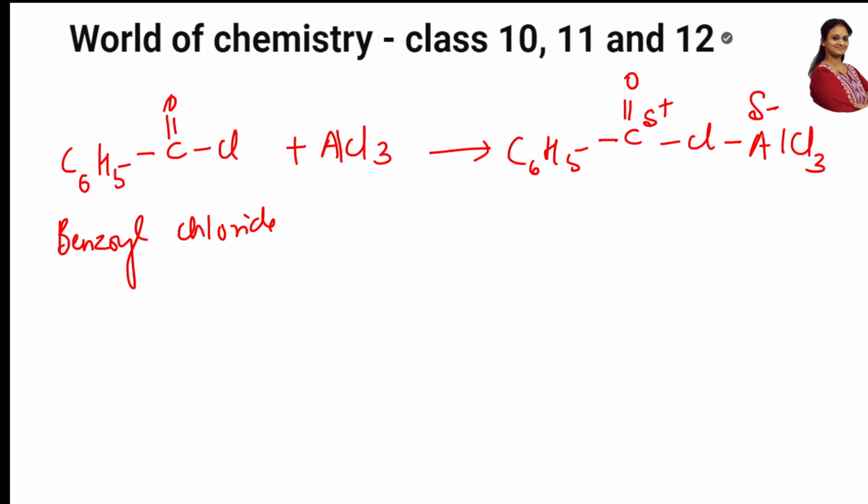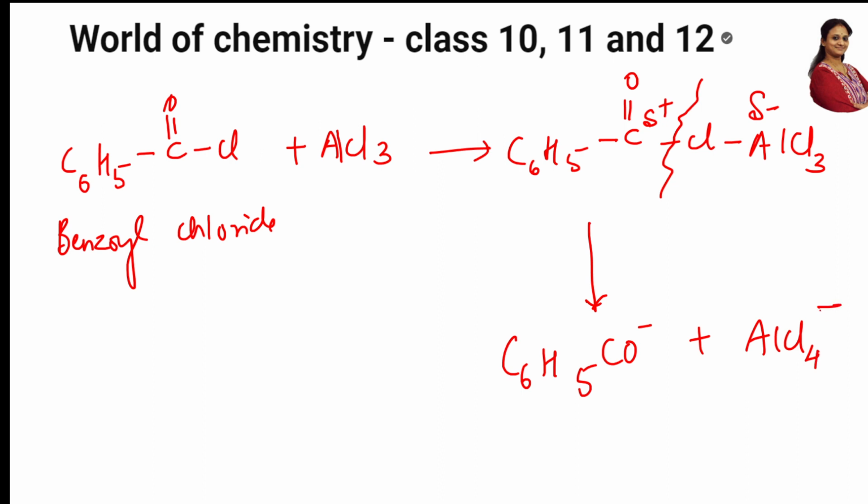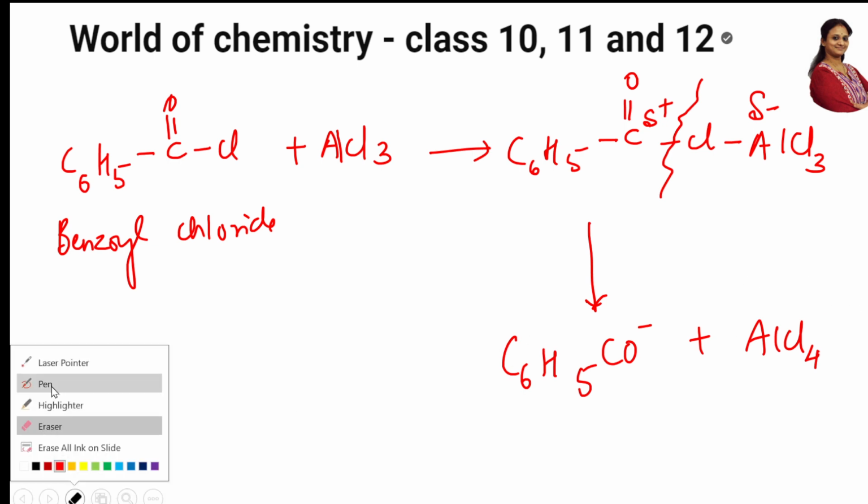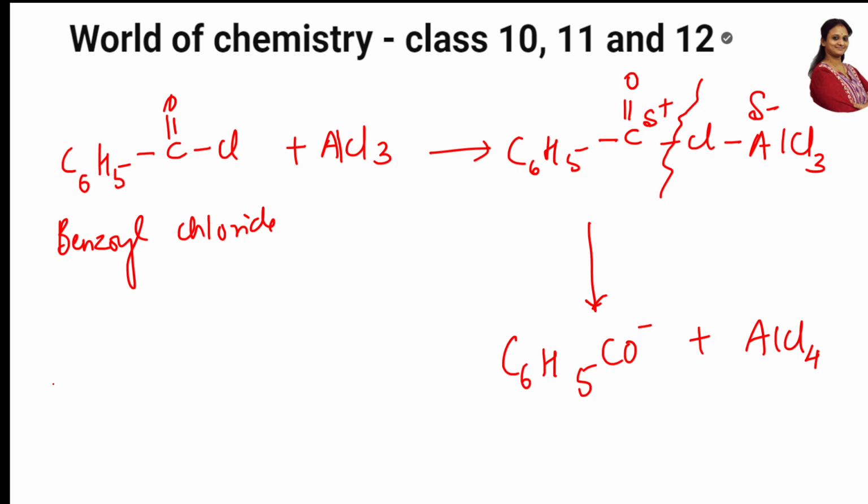Now, further, there's a cleavage of the bond, and you get C6H5 C double bond O with a positive charge, plus AlCl4 minus. Simple. This is AlCl4 only, with the minus charge, because it has picked up the minus charge. Now, students, they have given me the complete reaction.